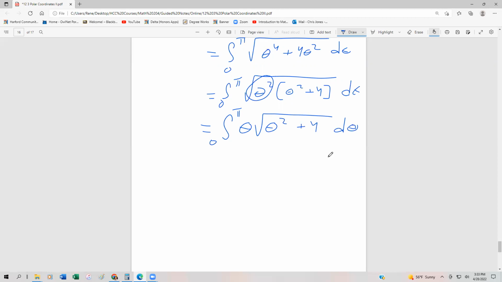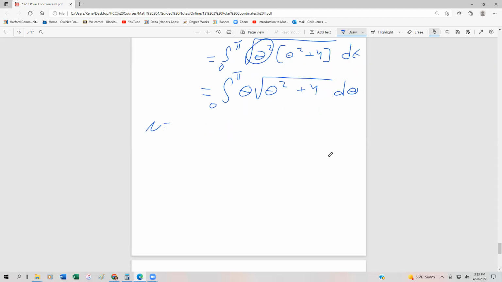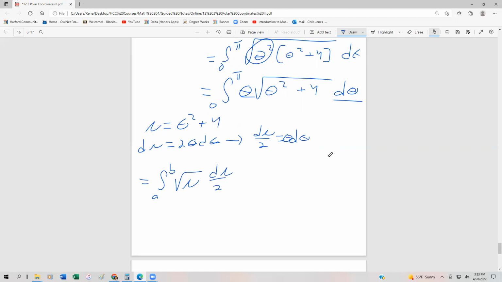All right, so we can use a u substitution now. So we're going to let u be equal to theta squared plus 4. du is going to be 2 theta d theta. And then finally, we can divide by 2. So du/2 equals theta d theta. And that's precisely what we want. So now we're going to have the integral from a to b of the square root of u du/2, which is the same thing as the integral from a to b. I'm going to factor the 1/2 out, and then we have u to the 1/2 du.